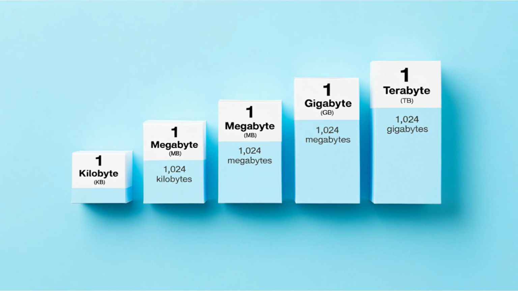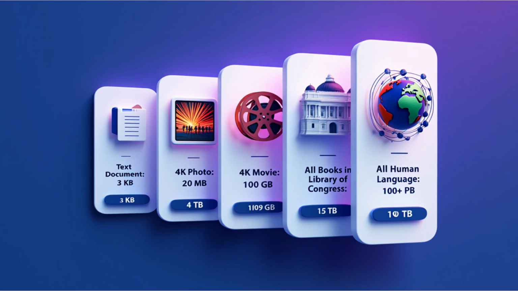As we need to represent more data, we use larger units. 1 kilobyte equals 1024 bytes. 1 megabyte is 1024 kilobytes. A gigabyte is 1024 megabytes. And a terabyte equals 1024 gigabytes. And a petabyte equals 1024 terabytes. To put this in perspective, a single text document might be a few kilobytes.